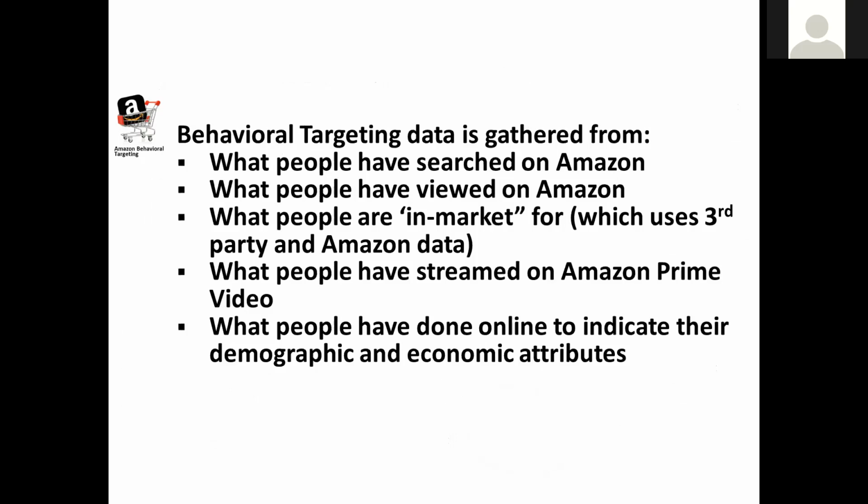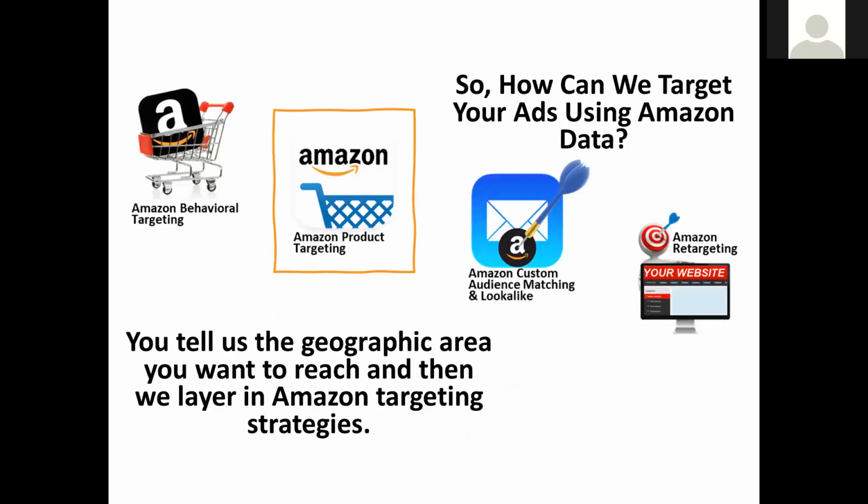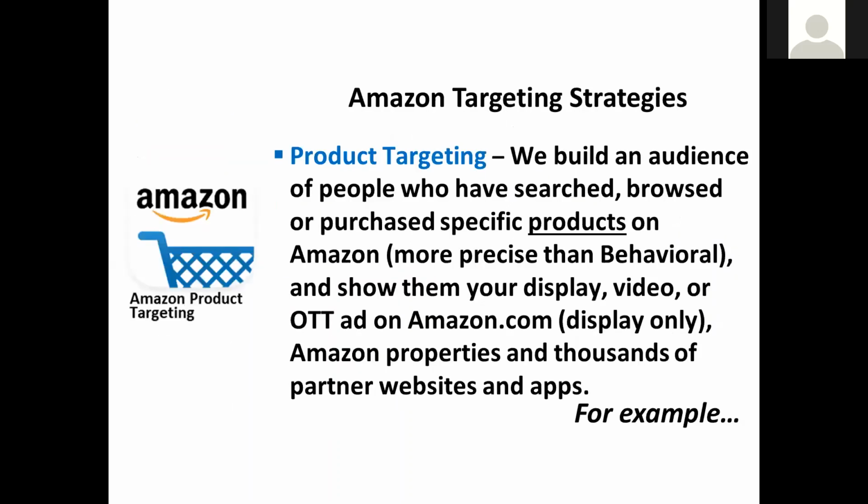Behavioral targeting data is gathered from what people have searched on Amazon, what they've viewed there, and what people have indicated they are in market for. That could be that they've looked at multiple items that are similar, or that they are putting things in the cart, just kind of putting it there in a holding pattern. That also uses third-party data and Amazon data combined. What people have streamed on Amazon Prime Video, and what people have done online to indicate their demographic and economic attributes. So now let's look at Amazon product targeting.